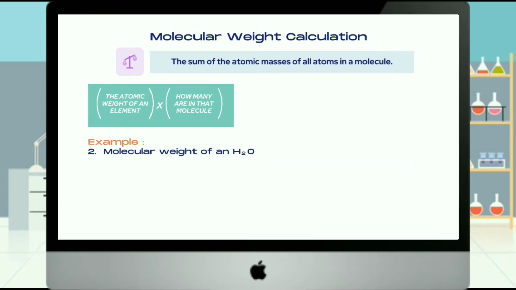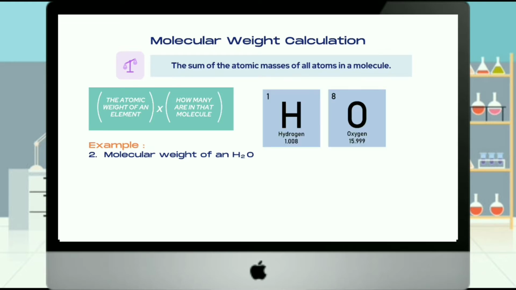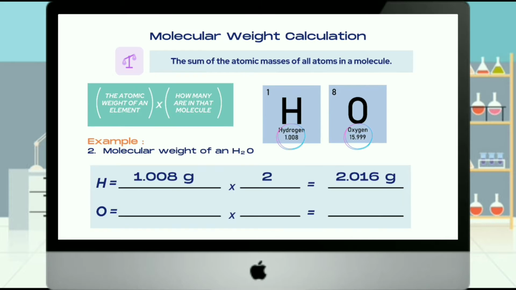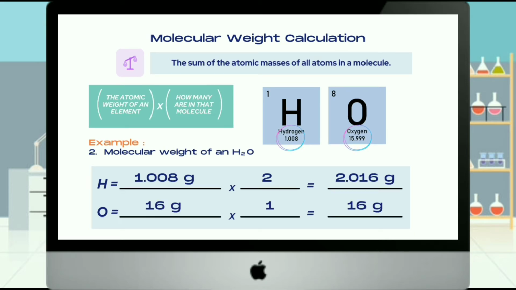The second example is water. Let's pull up these two boxes again. You can see that the hydrogen's atomic weight is 1.008 grams, and in the given, you can see that the water has 2 hydrogens. Multiplying this, we will end up having 2.016 grams of hydrogen in water. Same process on the oxygen. Oxygen has 16 grams, and since oxygen has no subscript, we put 1. Multiplying it will end up having 16 grams of oxygen in water.